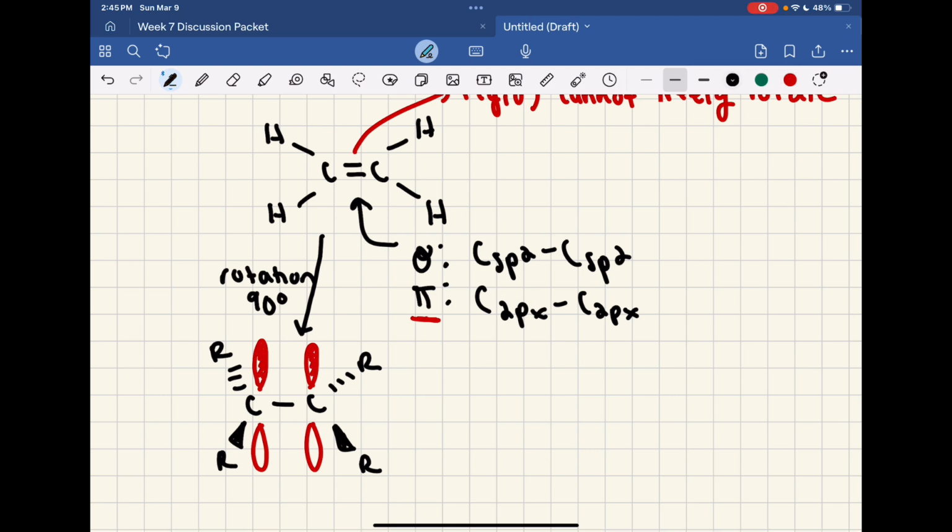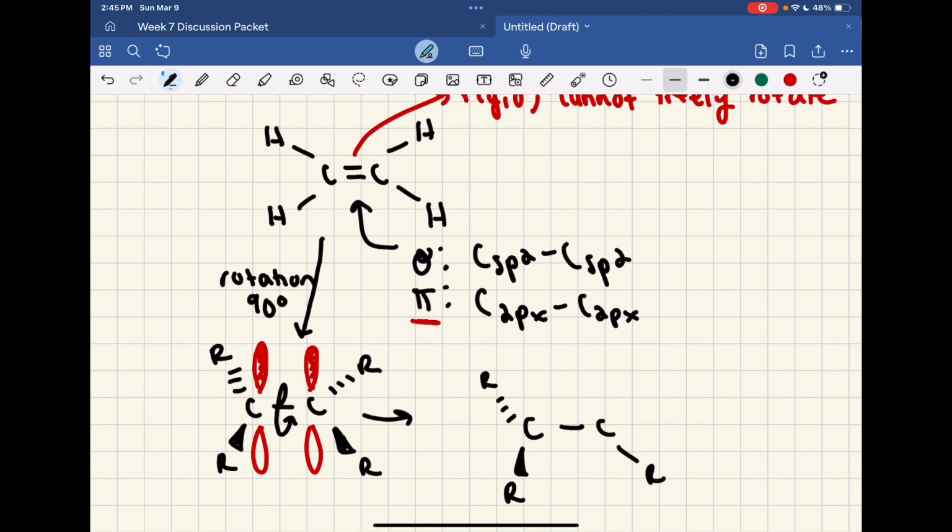Okay, and now I'm going to do one further rotation, but now around the carbon-carbon bond. So I'm going to keep the carbon on the left constant, and I'm going to rotate just the carbon on the right. So that would look something like this. And the result of the p orbitals is something that looks like this.